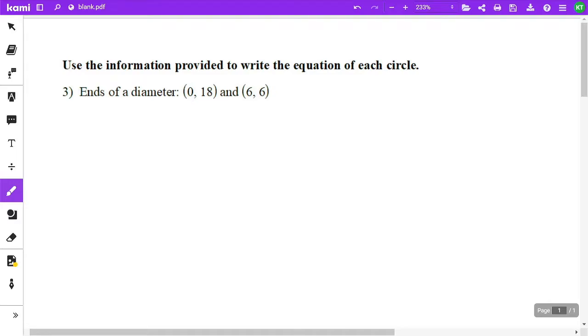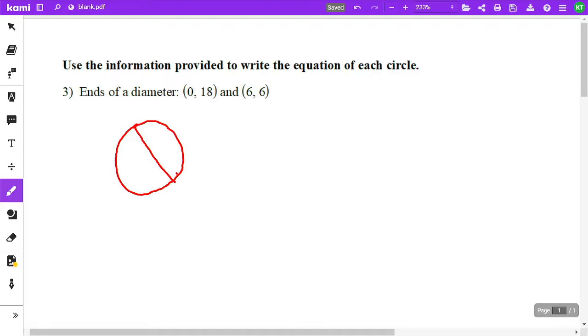Okay, so in this video, we're going to be talking about writing equations for circles in standard form when given two endpoints of a diameter. So in this question here, I'm just going to draw a rough sketch. We have a point at (0, 18), which is somewhere like up there, and some point at (6, 6). So let's say it's like here, and it forms a circle. This is a terribly drawn circle, but we do have a circle here, something like that.